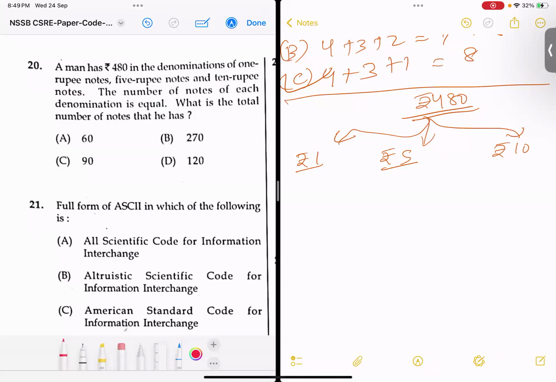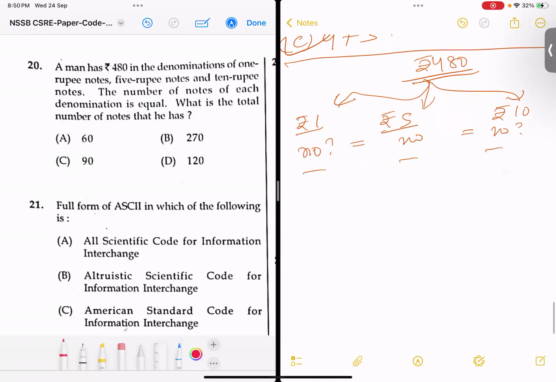Now we have to search how many numbers are there, okay? How many 1 rupee notes are there? How many 5 rupee notes are there? And how many 10 rupee notes are there? So we have to search. We don't know, but they are saying that the number of notes is same, okay? So 1 rupee note, 5 rupee note, and 10 rupee notes, the number of notes are same. We just have to see how many total number of notes are there? Now, it's very simple.